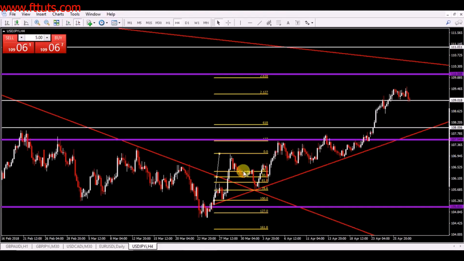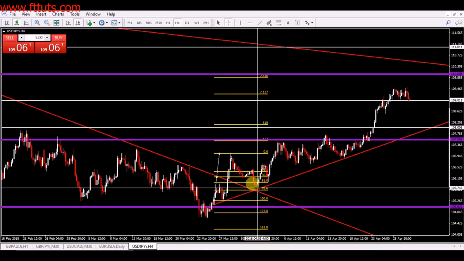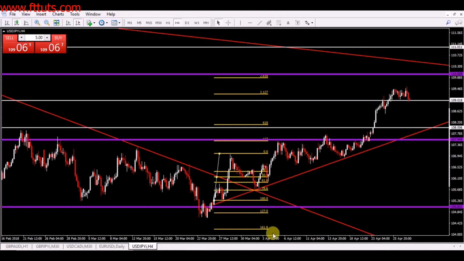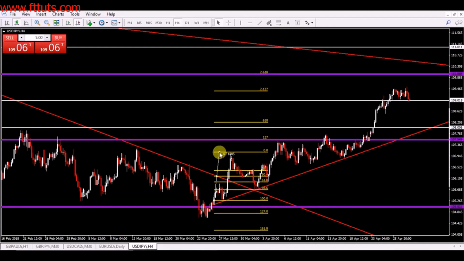Now, how do we use that in confluence with the rules that we learned in the previous chapters? How do we know it's going to respect the 78.6? How do we know it's not just going to continue to fall and fall? Well, we've put safety measures in place in regards to trading, as you already know from what you've learned in the previous chapters.